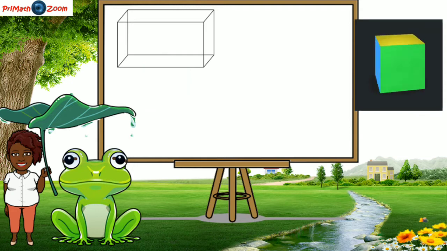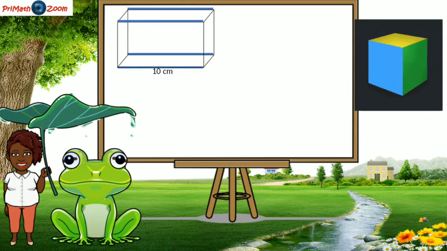So here we're going to ensure that we find the area for all the faces. So let us first identify the dimensions. Here we have 10 centimeter, and this dimension we can call it the length. So the length is 10 centimeters. And all of these identified in blue are lengths. All of them measure 10 centimeters.